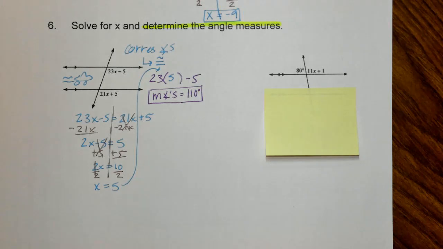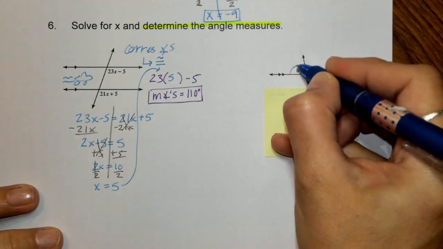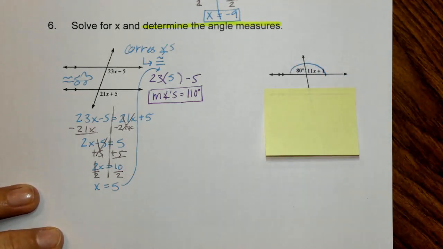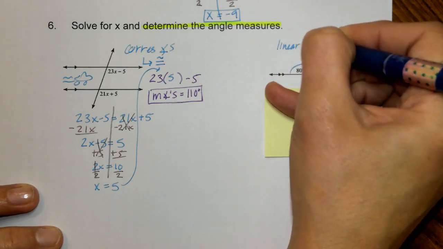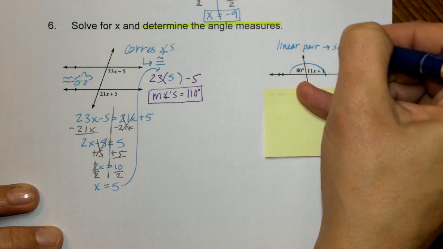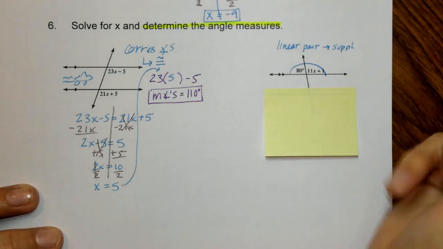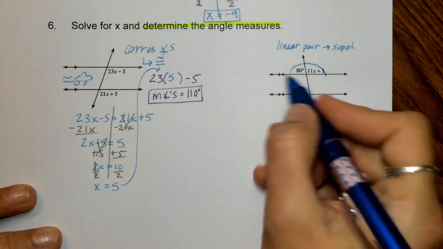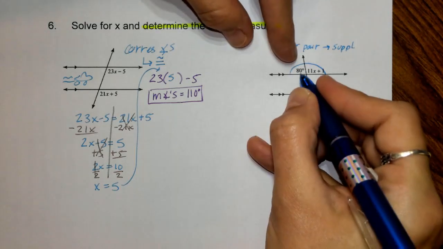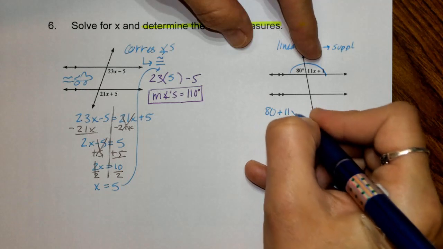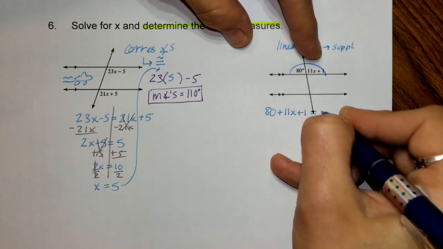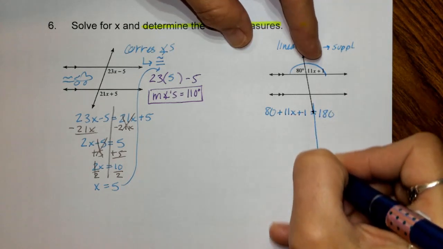All right, the next one here, we're going to notice we're not dealing with two intersections. We're only dealing with one, meaning we either have vertical angles or a linear pair. What we're going to notice here is that these are adjacent on a line. So that is our linear pair, which we learned a long time ago are going to be supplementary. So we need to take these and add them to 180. So we have our one angle 80 plus the other angle 11x plus 1, all equal to 180. Go ahead and solve for x.